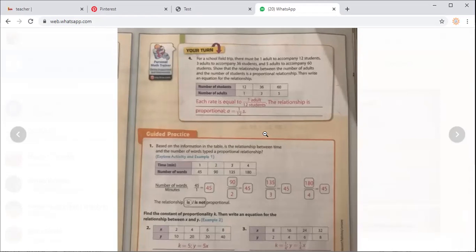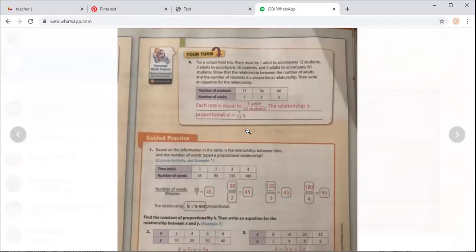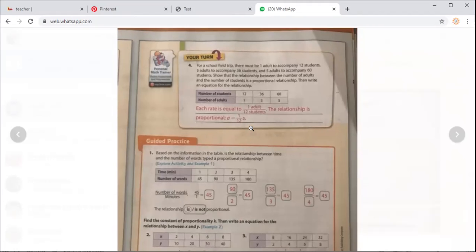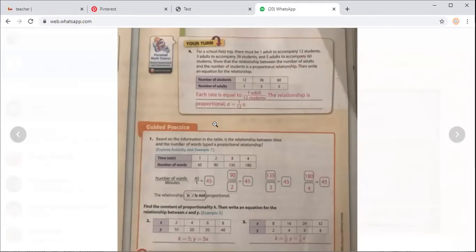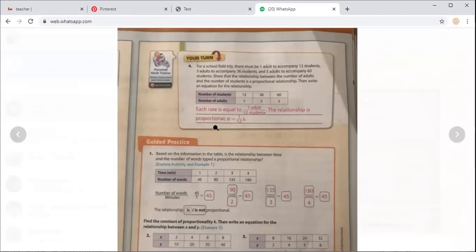Do you remember the general form for an equation? What is the general form? Y equals kx. Thank you so much. Y equals kx. And y represents which line or which row here in the table in front of you? It will be the number of students or the number of adults.